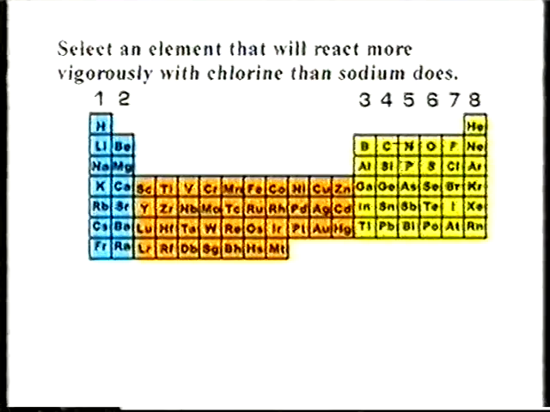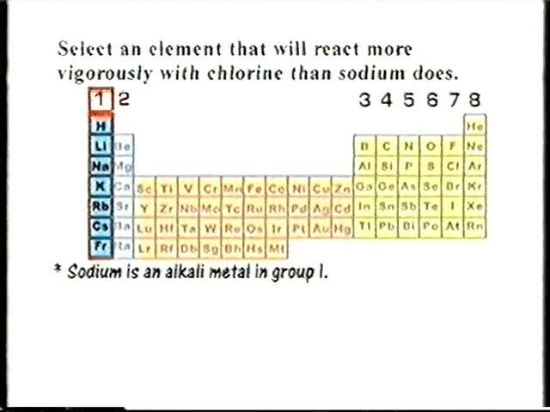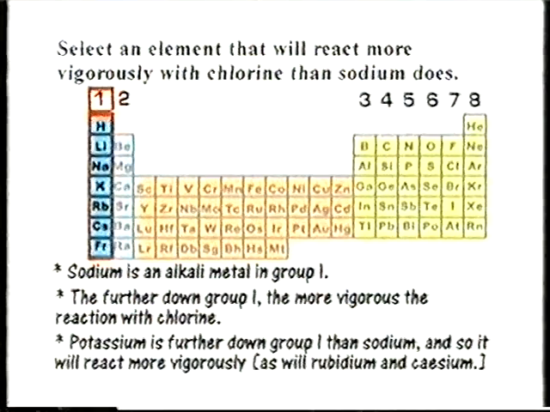Finally, select an element that will react more vigorously at room temperature with chlorine than sodium does. Sodium is an alkali metal in group 1. The further an element is down group 1, the more vigorous is its reaction with chlorine. Potassium is further down group 1 than sodium, and so it will react more vigorously, as will rubidium, cesium, and so on.